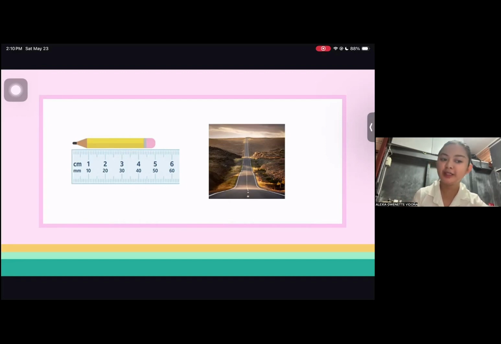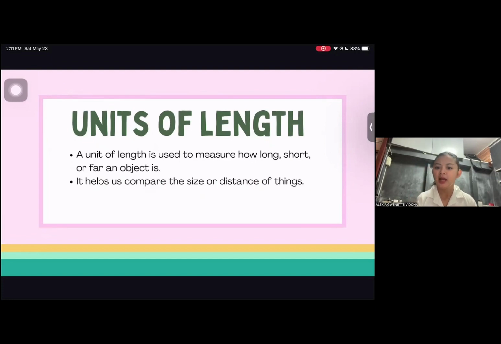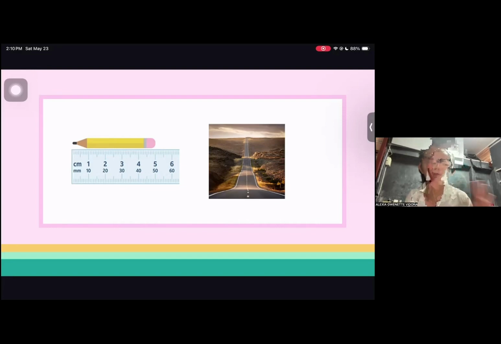Okay, today we are going to learn about the conversion of units of length. So, what is a unit of length? A unit of length is used to measure how long, short, or far an object is. It helps us compare the size or distance of things around us. So there are four common units of length.